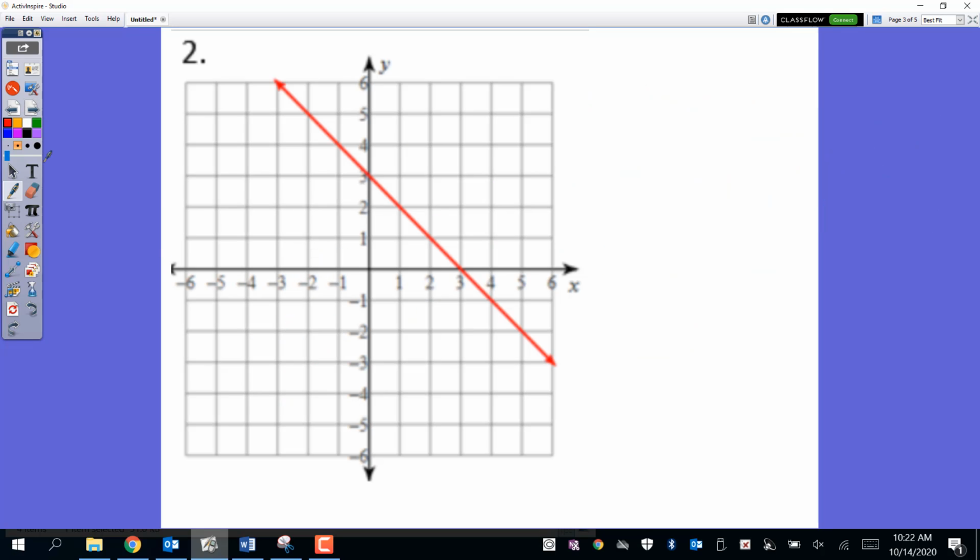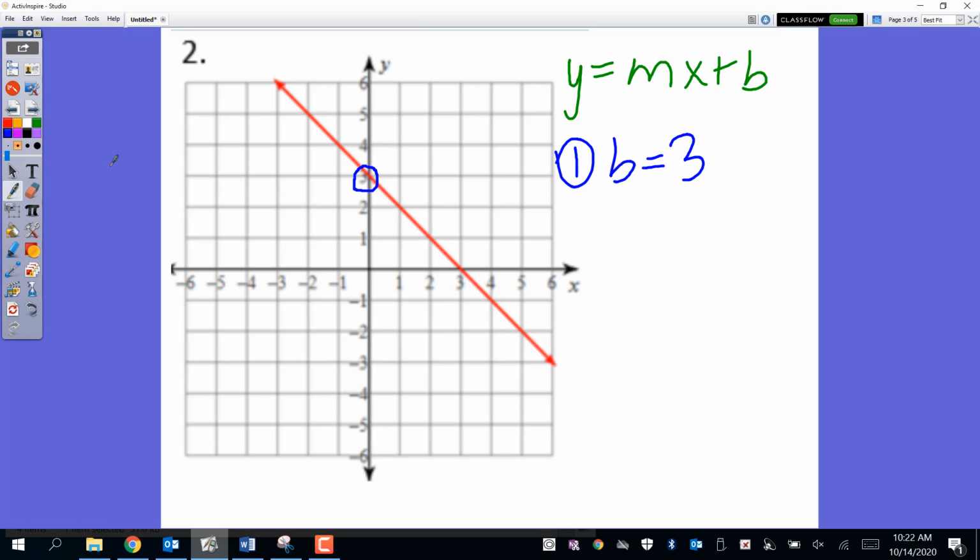Let's look at number 2. Number 2, I still need to do, oh, it's a slanted line. So I'm going to do y equals mx plus b. Okay. The first thing I need to figure out is my y-intercept, my b. I'm looking on the graph. Where's the y-intercept? Where does it cross the y-axis? It's going to be right here. What number is that on? 3. Okay, great. And then I'm going to do my slope.